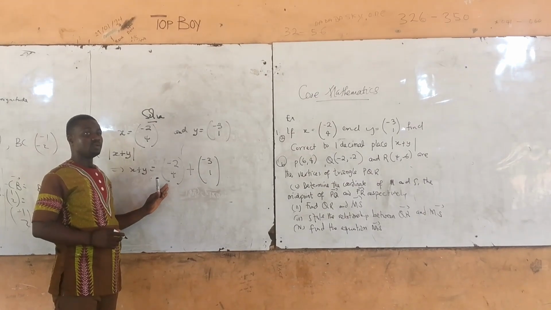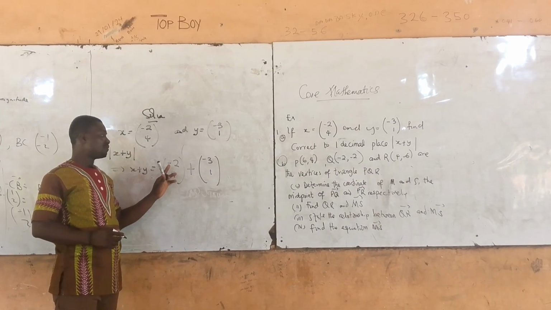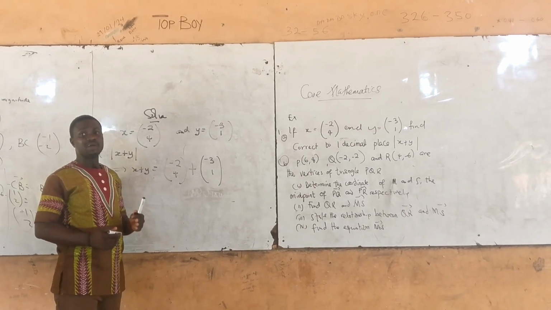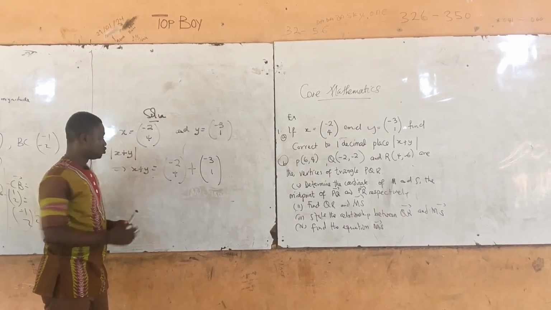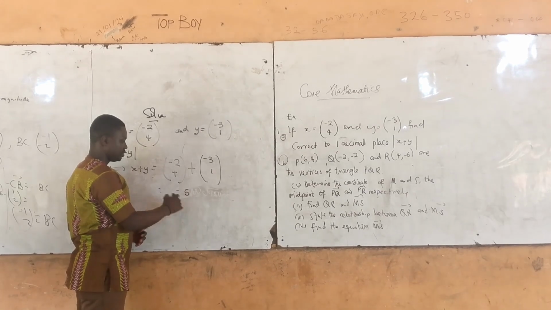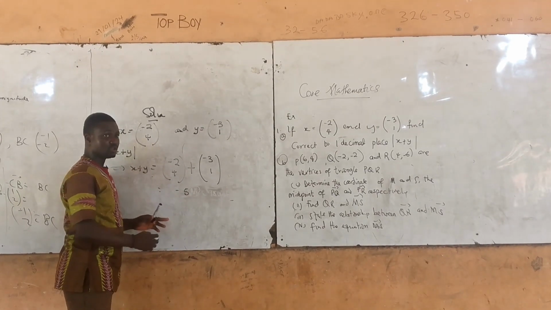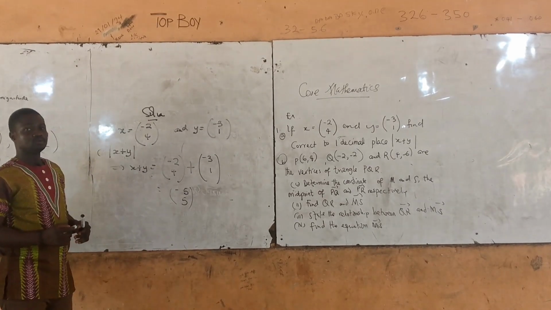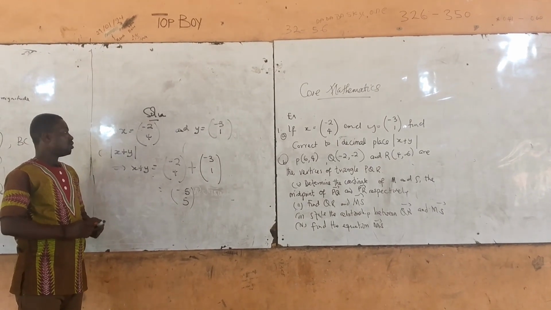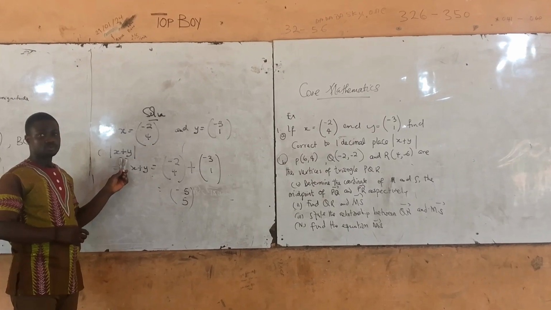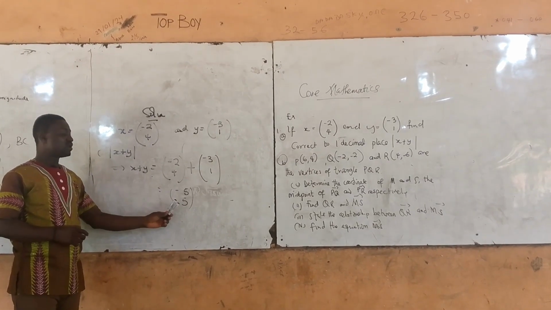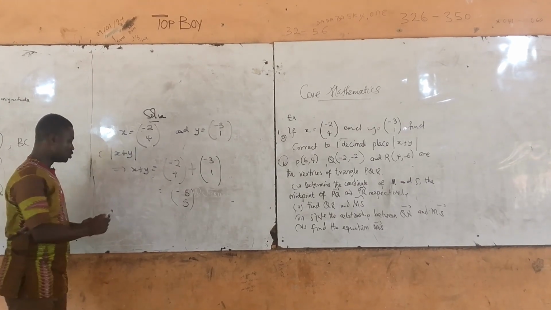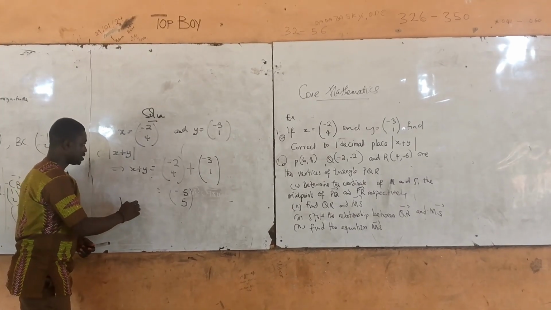Adding the two, we are going to have minus 2 plus minus 3. Minus 2 plus minus 3 will give you minus 5, and then 4 plus 1 will also give you 5. So from here, we are now going to find the magnitude. X plus y gave us (-5, 5).